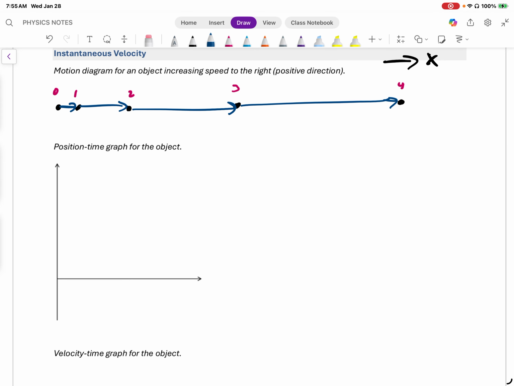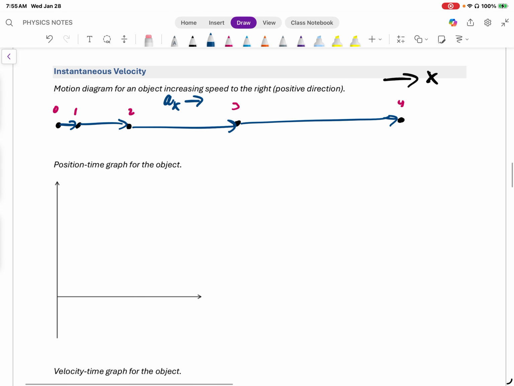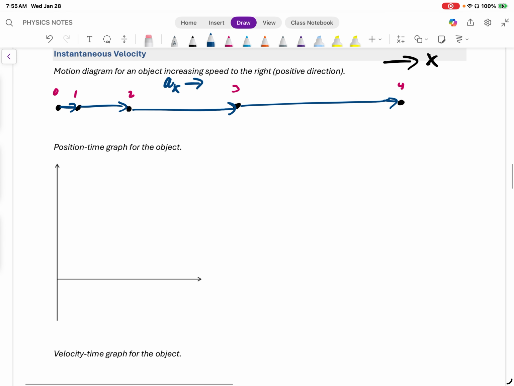So in this particular case, we are increasing speed. We're going to the right, so I know I do have an acceleration. If I'm increasing speed, that means my velocity and my acceleration have to be in the same direction. So my acceleration is going to be in this positive direction to the right, as we have shown here.